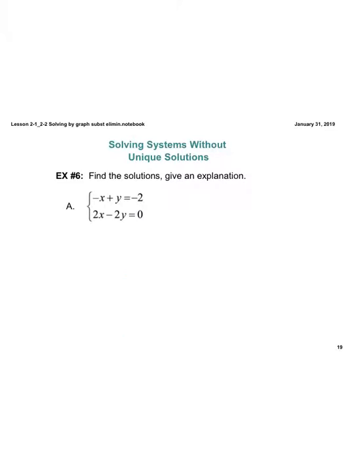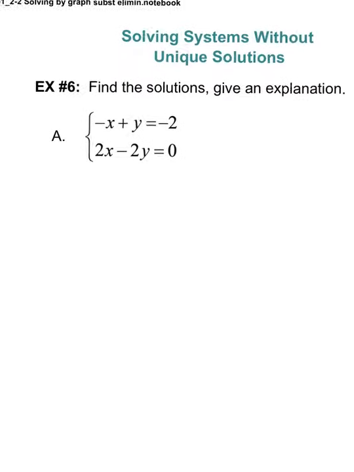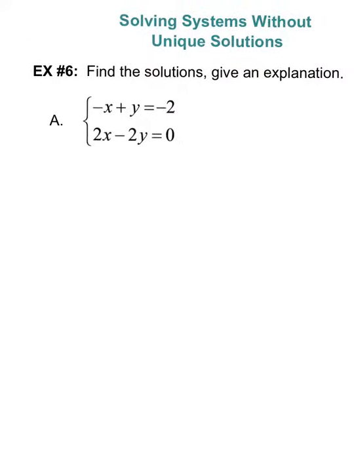All right, so now let's look at systems that do not have a unique solution. So far we've only been looking at systems that have a unique solution. That means that they intersect once. So what does a parallel line system look like? And what does a coinciding line system look like algebraically?